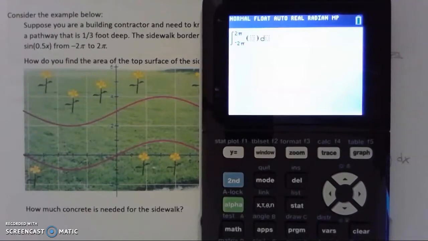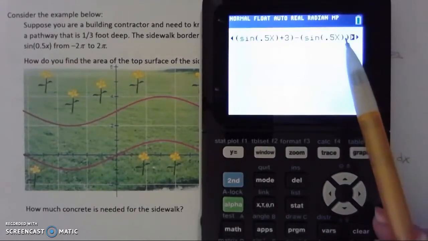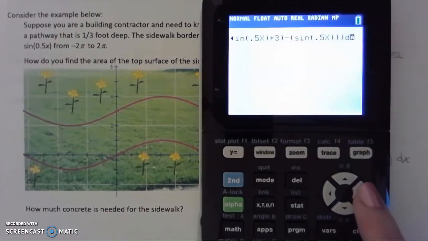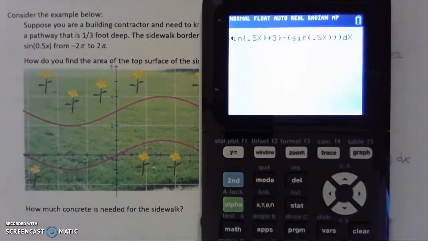Okay, now in here, just be careful. I'm going to put this function inside a new set of parentheses, so sine of 0.5x plus 3, close that set of parentheses. Then I'm going to subtract my other function, which we just said was sine 0.5x. Okay, 2 closes of parentheses on that one right there, so we make sure we close that inside parenthesis, then that outside parenthesis. Then we're going to put with respect to x.